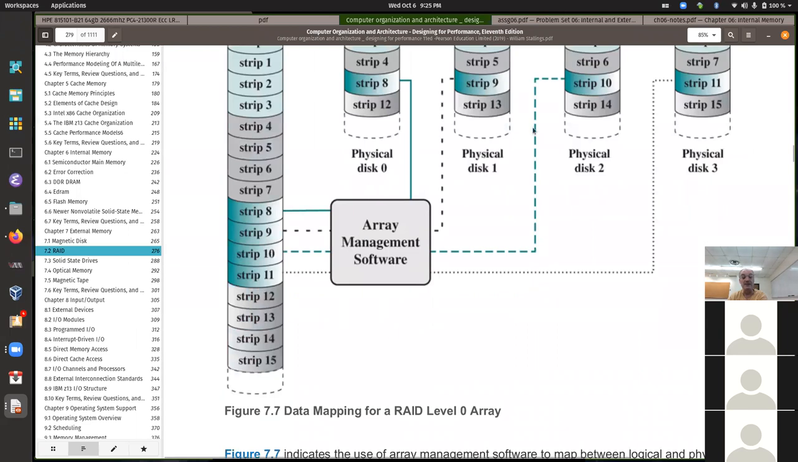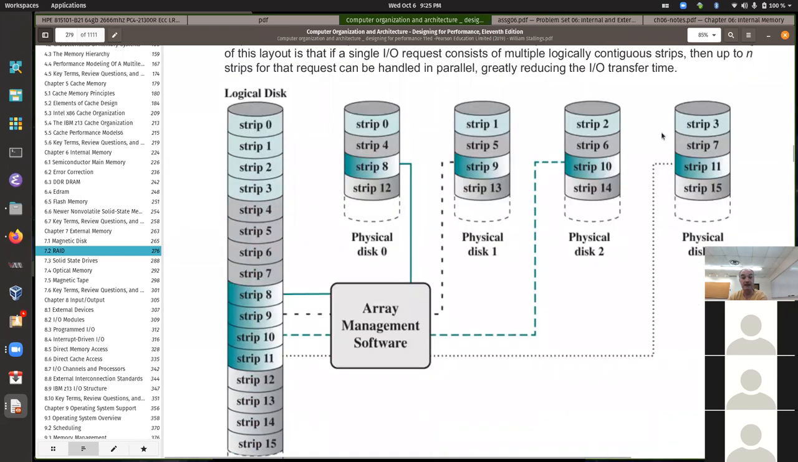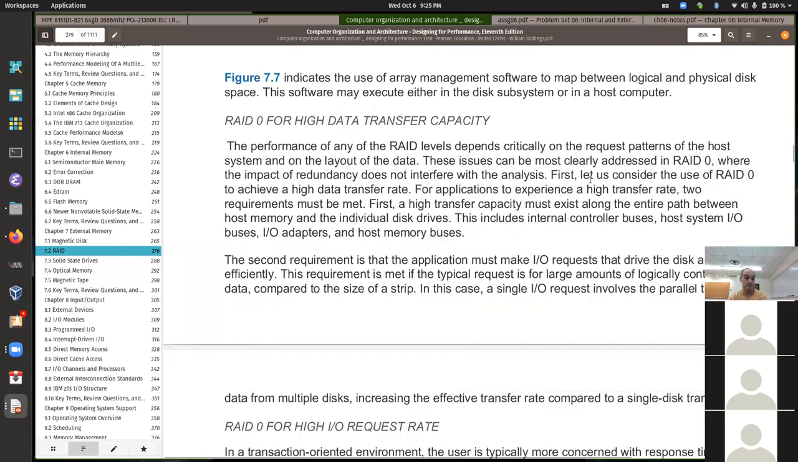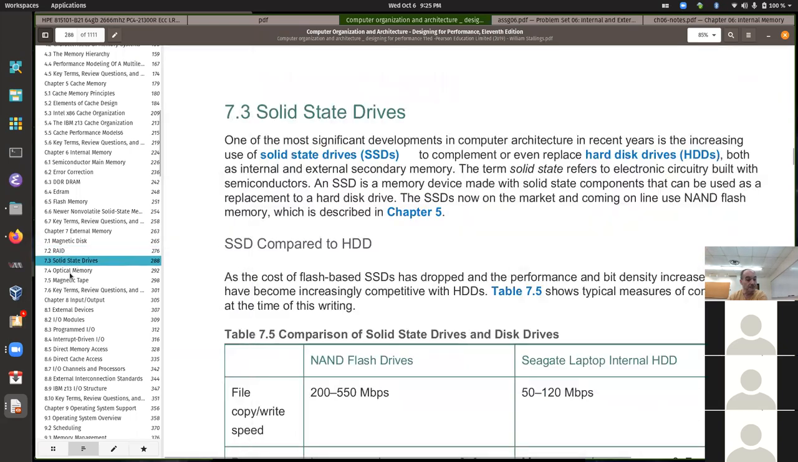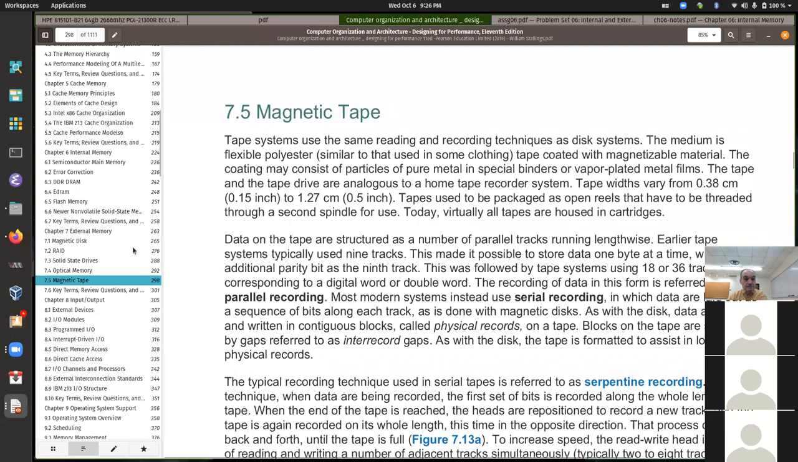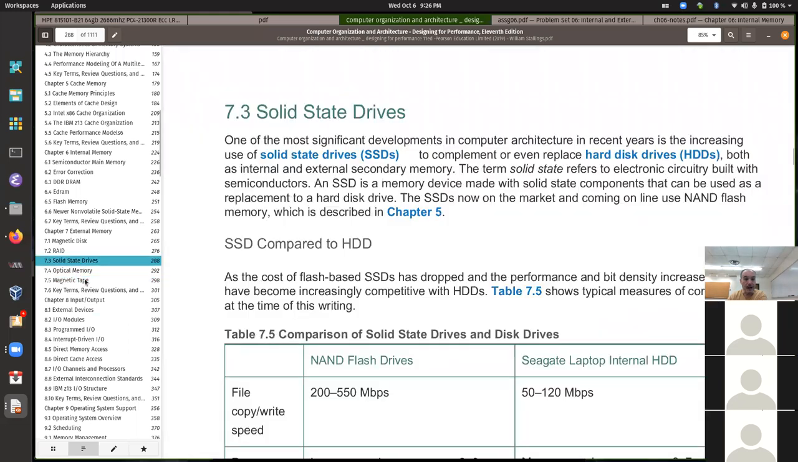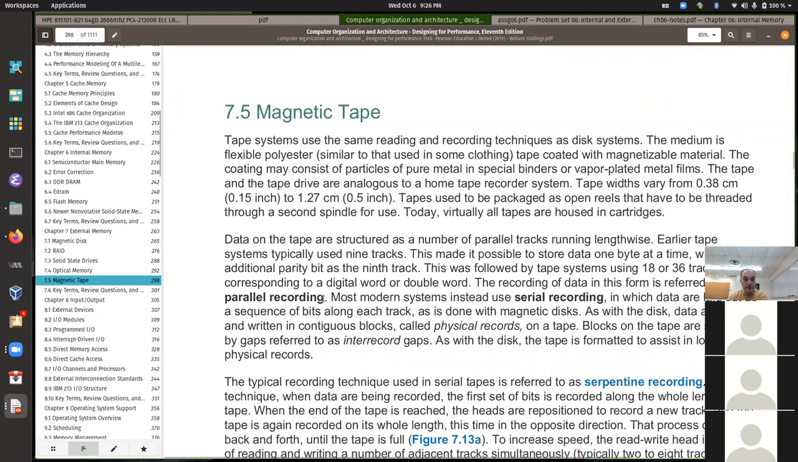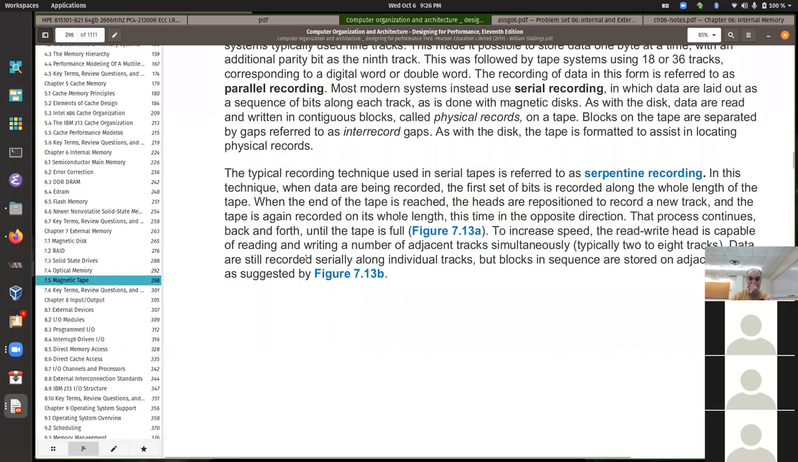And then there are others that use striping to get different kinds of redundancy and things. All right, so that's mostly some of the things I wanted to point out about the external memory.